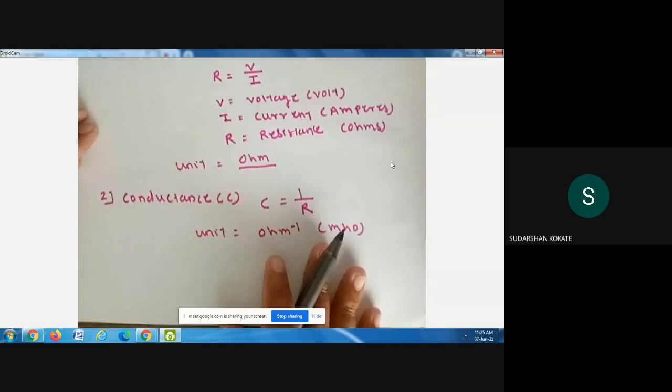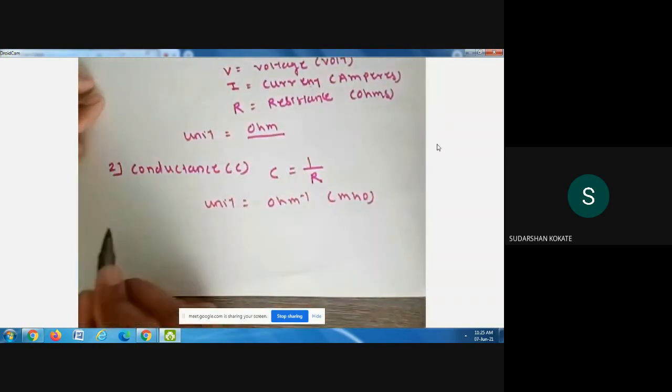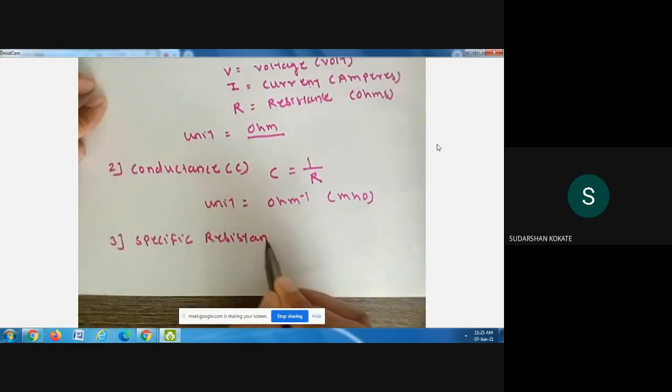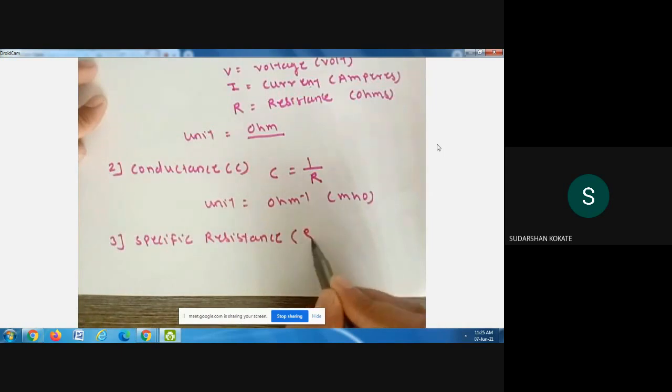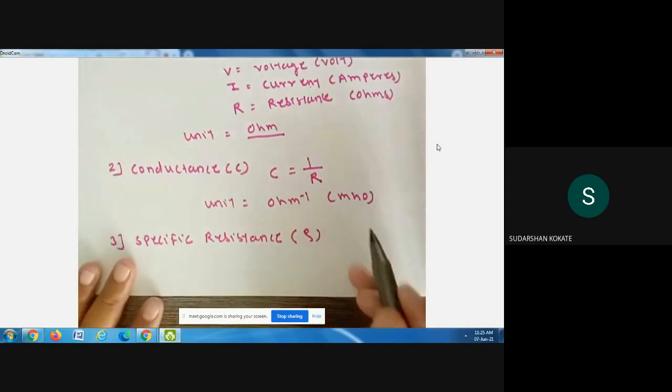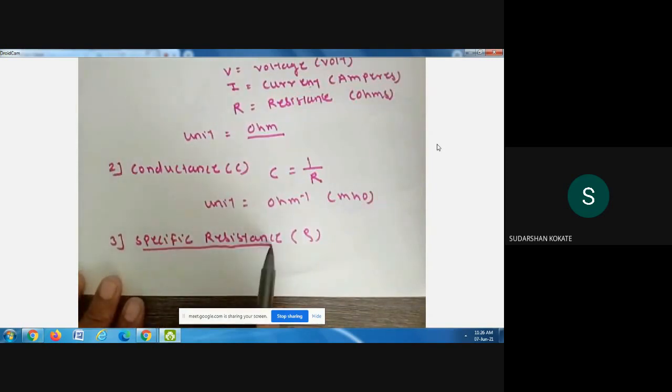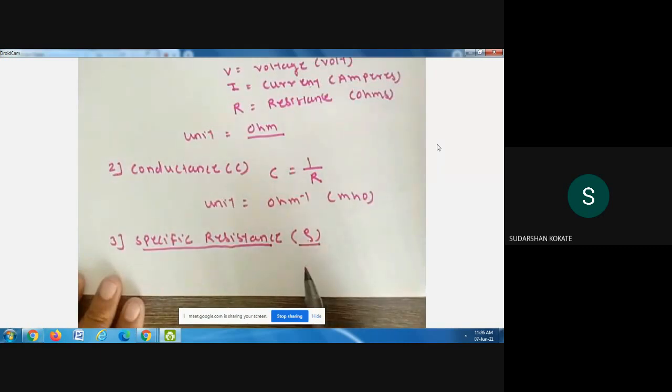Then the third term included in our syllabus is specific resistance. This specific resistance is denoted by rho. You remember this one, right? So what is specific resistance? Specific resistance can be defined as the resistance in ohm which is offered by 1 cubic centimeter of material. It is denoted by rho.